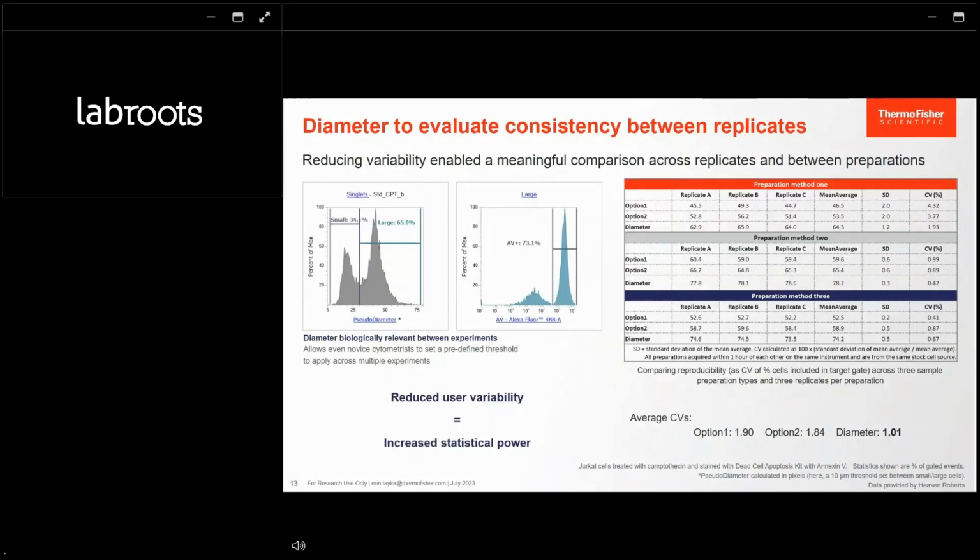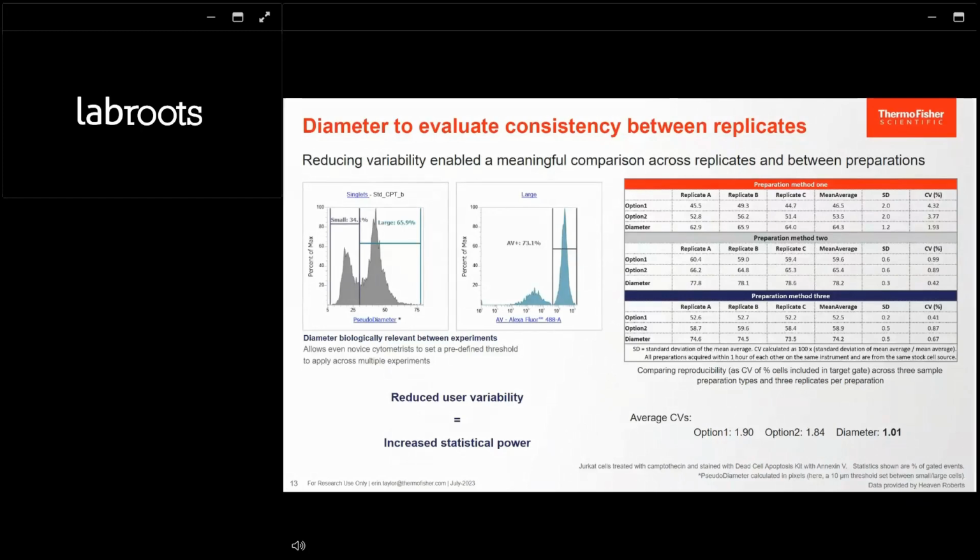And you can see here, option 1, that was that first manual gate that she drew. Option 2, that's the other manual gate that she drew. And then this third option, diameter, is an image parameter. And what she did here is she set a diameter threshold. And for all of the data sets that she analyzed with image parameters, she used that set, predefined diameter threshold.